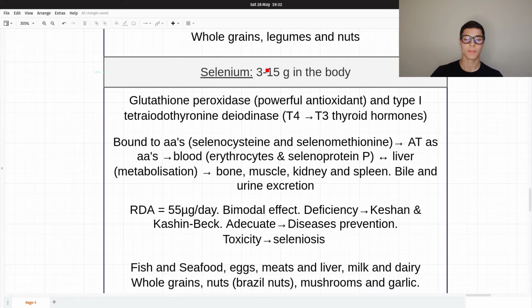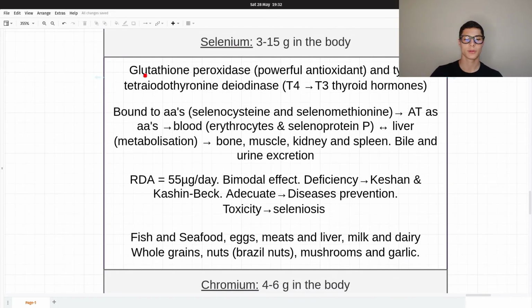Then we have selenium, one of my favorites, 3 to 15 grams in the body. It's involved in the glutathione peroxidase. This is the most powerful antioxidant we have, the glutathione. And it's also involved in the type 1 tetraiodothyronine deiodinase, which converts the T4 to the T3, which are thyroid hormones. It's bound to amino acids, so the absorption is as amino acid. Indeed, we find selenium bound to selenocysteine and methionine as selenomethionine.